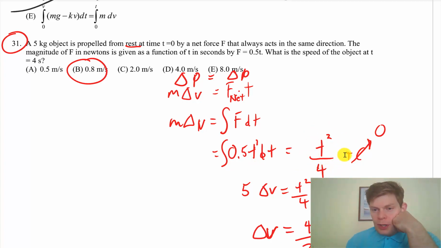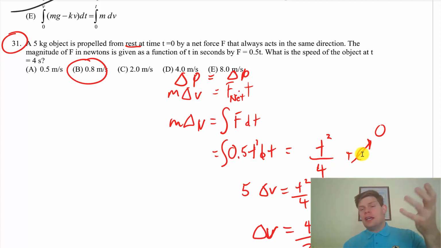You also have a plus the constant, because keep in mind when you take a derivative of something, a rate of change function has no idea how shifted up or down it is. So we'd need to find the initial momentum, but we're told it was propelled from rest. So our initial momentum would be 0.